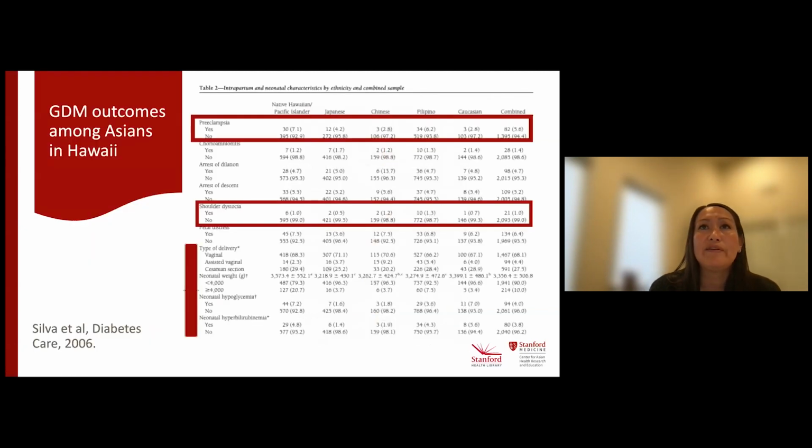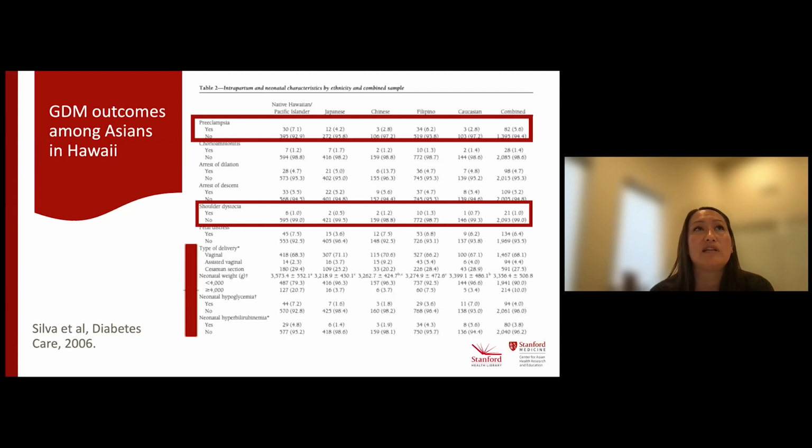And then how about in the United States? So this is looking at GDM outcomes among Asians in Hawaii. This is a retrospective cohort study of patients referred to a gestational diabetes program from 1995 to 2005. It looked at over 2,100 patients, and it broke the categories down into Native Hawaiian and Pacific Islander, Japanese, Chinese, Filipino, Caucasian, and then combined.